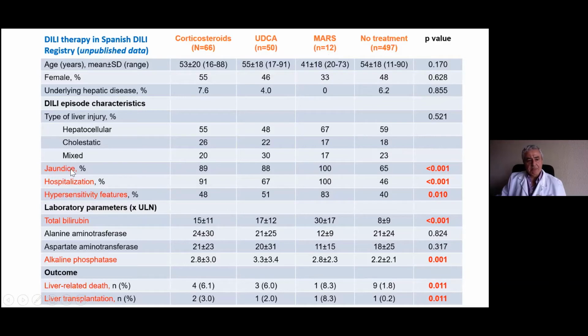You can see that the patients treated with some of these alternatives had more jaundice, were more frequently hospitalized, had a higher percentage of hypersensitivity features, and they also had higher levels of total bilirubin and alkaline phosphatase. Because they had more serious DILI, they were in a worse condition, they also had a higher frequency of liver-related death and liver transplantation than patients who did not receive therapy.